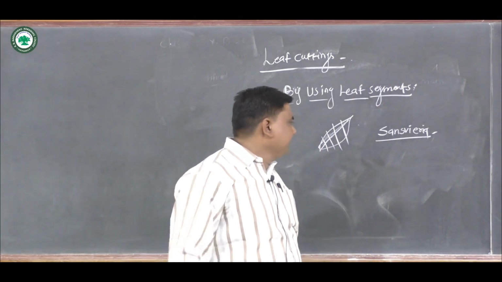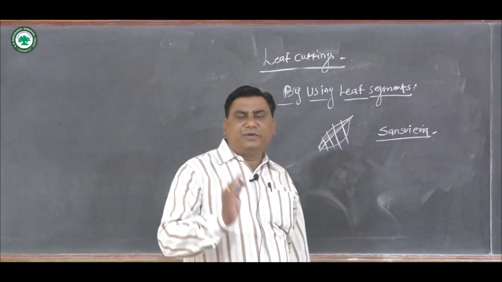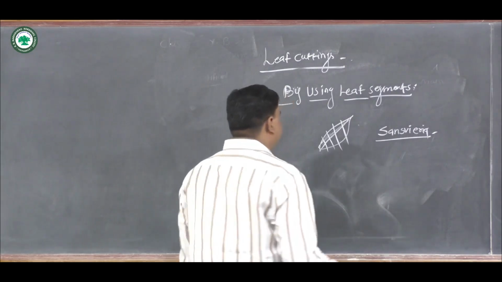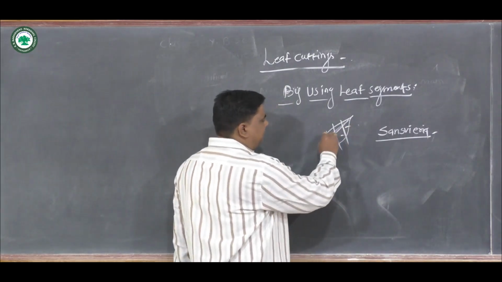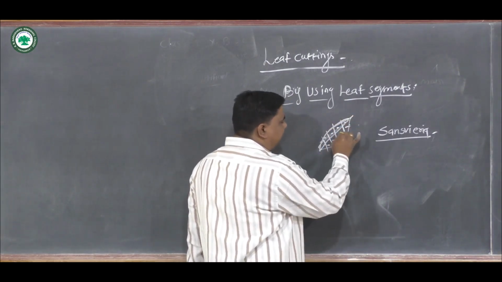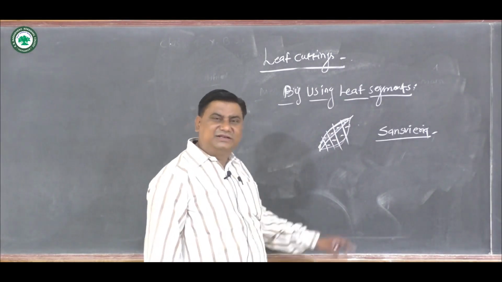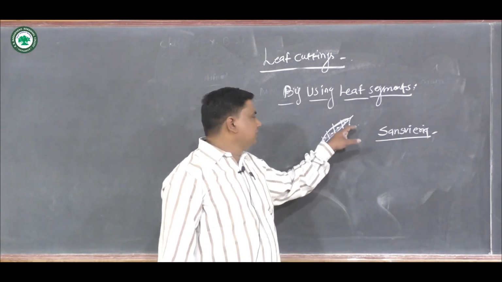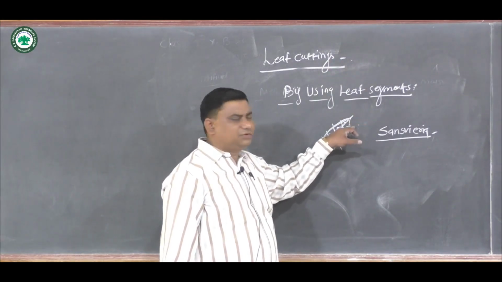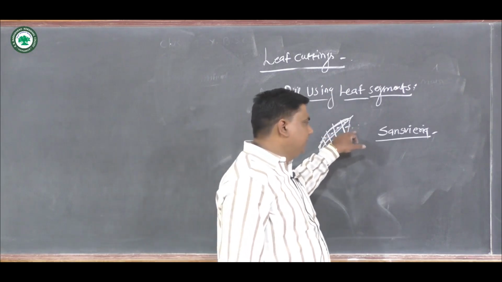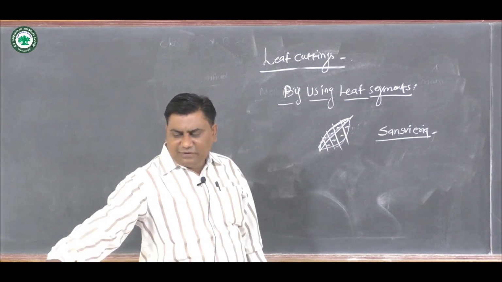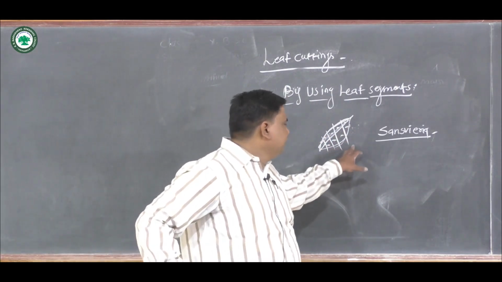In case of this plant, the entire leaf is cut into several segments, and the segments are kept on the soil separately. Each segment forms a new plant, or each segment forms a new individual.